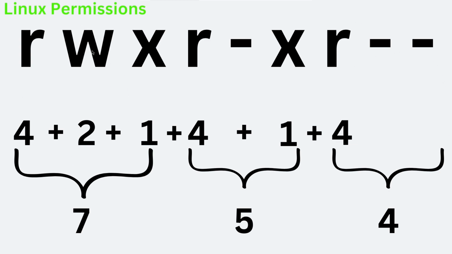7 for the owner because he can read, write, and execute, so you need to sum all these here, that will give 7. 5 for the group because the group can read and execute, and 4 plus 1 gives 5, and 4 for the others because they can only read, okay?